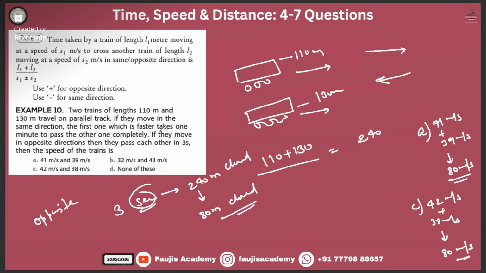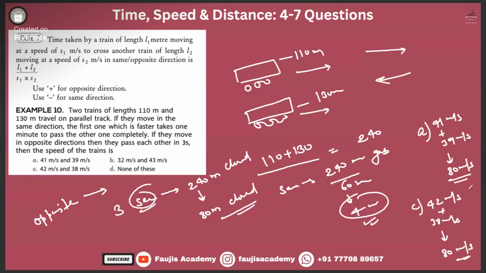Now, this was the opposite direction case. If they move in the same direction, the faster one takes 1 minute. 1 minute means what? 60 seconds. That means 250 meters of gap is closed in 60 seconds. That means each of the seconds, 4 meters of gap are being closed, right?